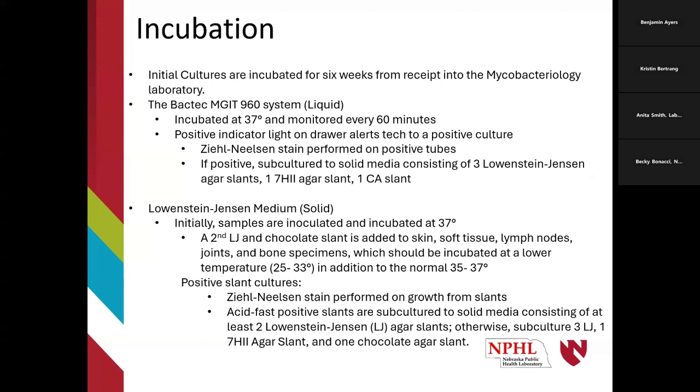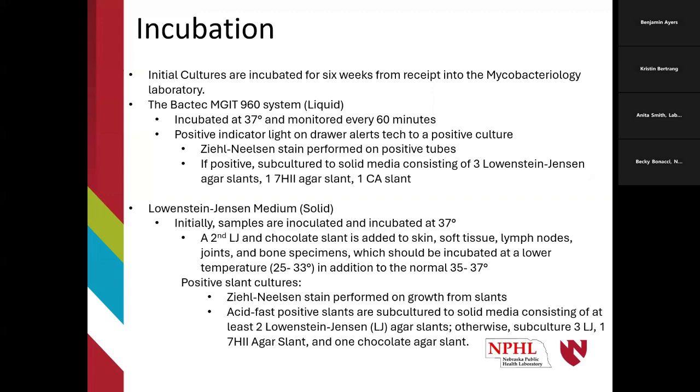Also, in initial setup, we set up a second LJ and a chocolate slant. And these are added specifically for skin, soft tissue, lymph nodes, joints, bone marrow, and bone specimens, which are typically on the outer skin regions and joints, where more of the rapidly growing mycobacteria grow better, and that's why we incubate some of those then at 25 to 33. So more of a room temperature type.